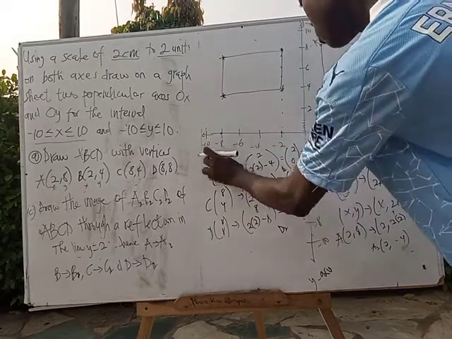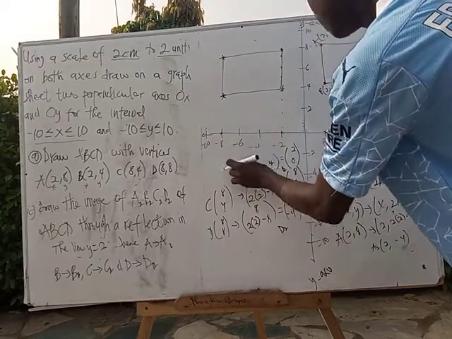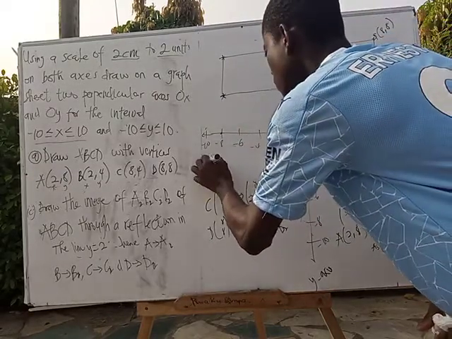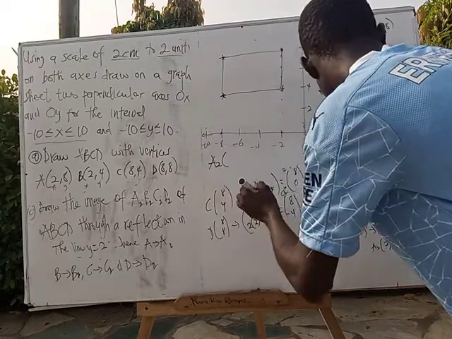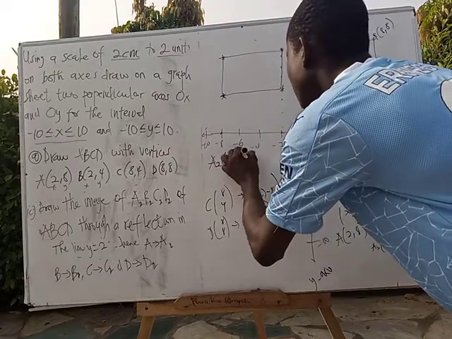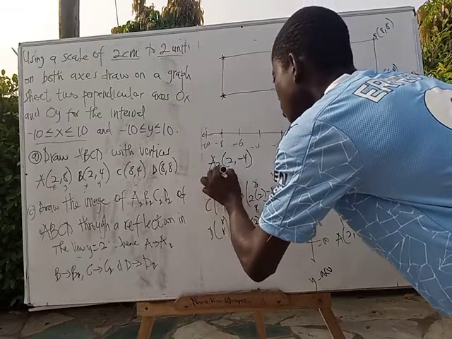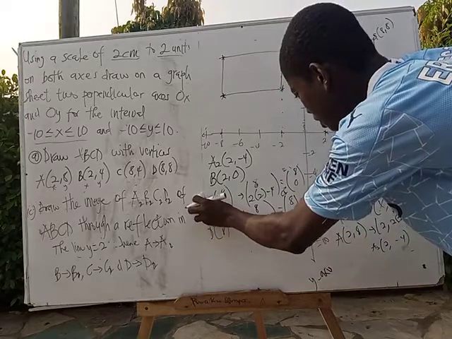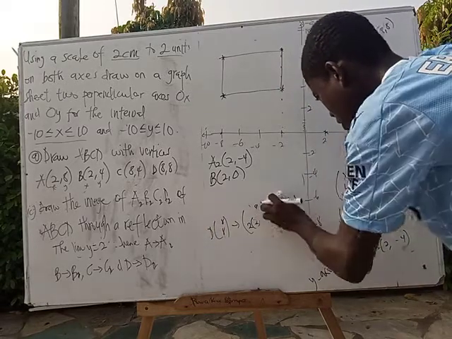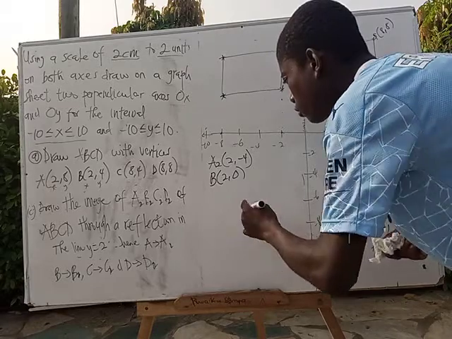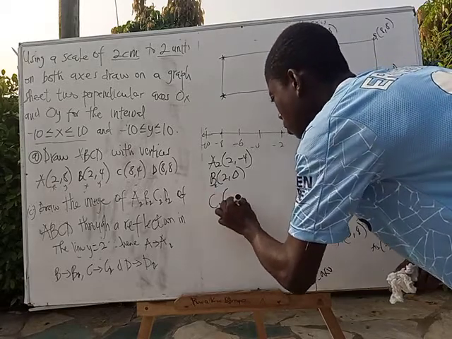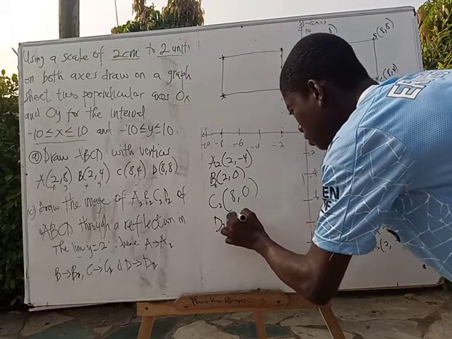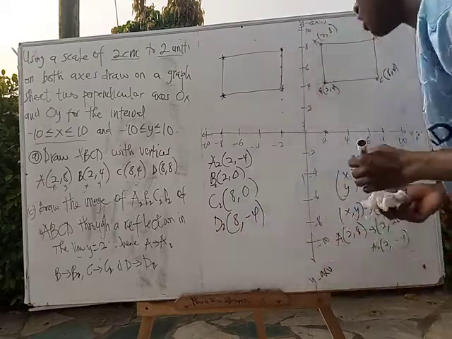Remember that B2 is 2 and 0. So A2 is what? 2, negative 4. Our B2 is 2, 0. Right, now let's check our C2. 8, 0. So our C2 is 8, 0, and our D2 is what? 8, negative 4. So we are done.